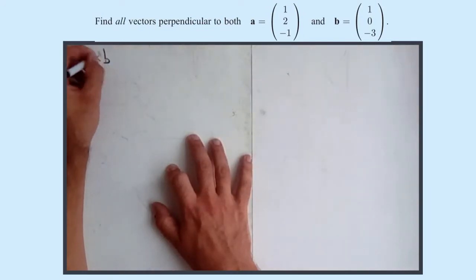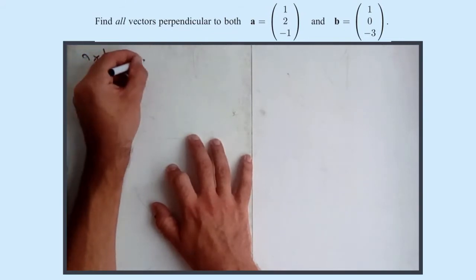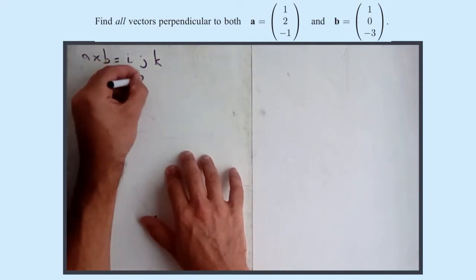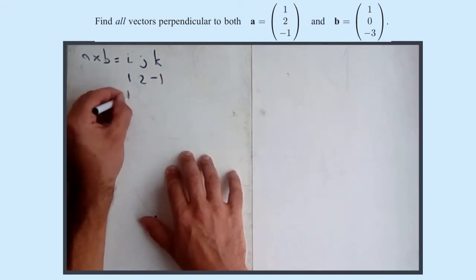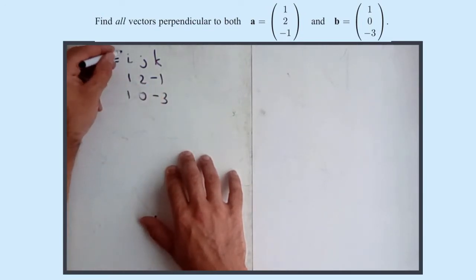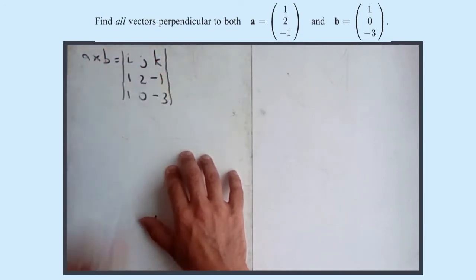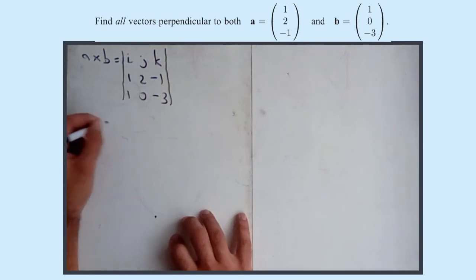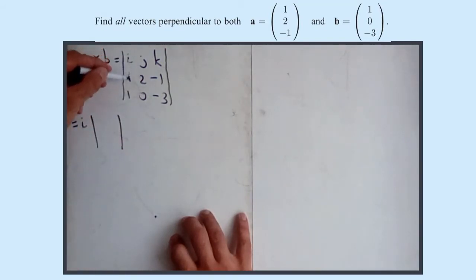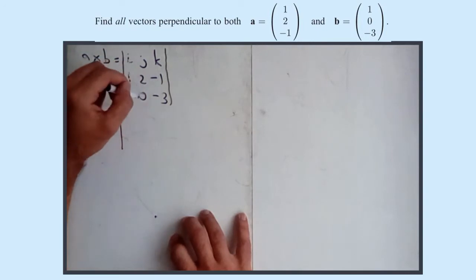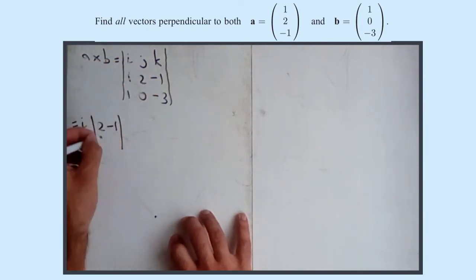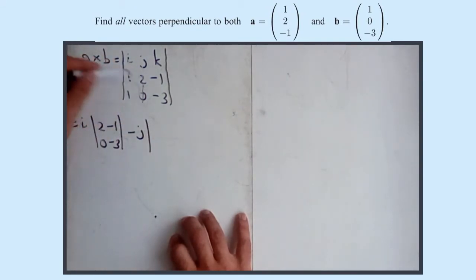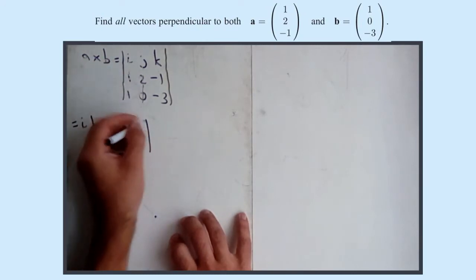A cross B equals i, j, k. Vector A is (1, 2, -1), and B is (1, 0, -3). We put the straight lines to signify that we are finding the determinant. So this equals i times the determinant of, and then we just cover up the i column. That leaves 2, -1, 0, -3. And remember, it's minus j, always minus j. If we cover up j's row, that gives us 1, -1, 1, -3.